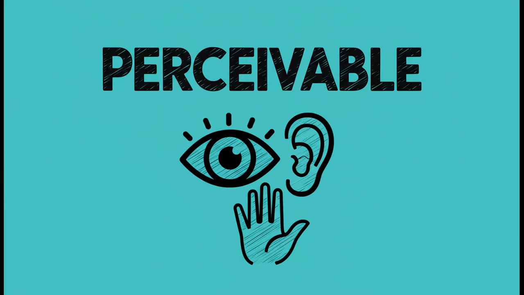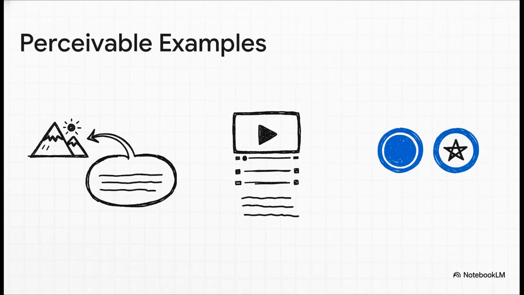First up, P is for perceivable. This just means that users have to be able to perceive the information you're presenting. So if someone can't see something or hear something, they need another way to get that same information. A classic example is adding descriptive alt text to an image. That allows a screen reader to describe the picture to someone who's blind. Or adding captions to a video so someone who's deaf can understand it. Or making sure color isn't the only way you show something's important, which helps users with color blindness.